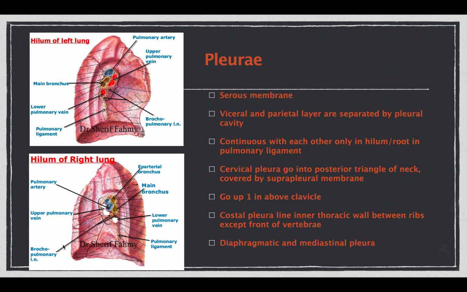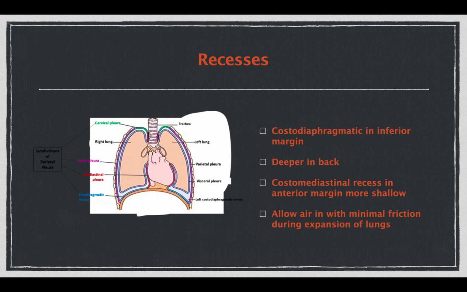And then there's going to be the diaphragmatic and the mediastinal pleura. So the mediastinal pleura is going to be the one that touches the heart. And all of the pleura really serve to help reduce the amount of friction when you breathe.